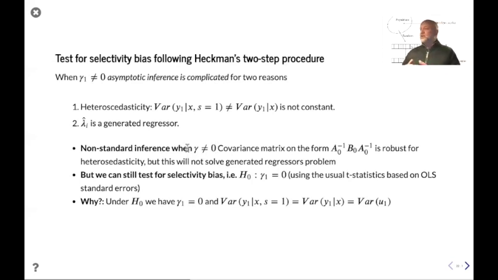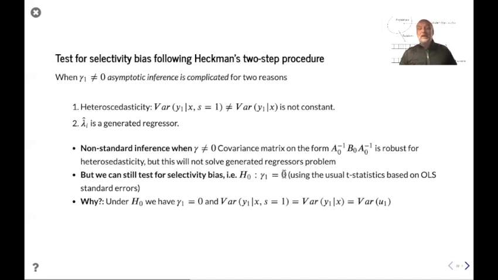Okay, first because of the heteroscedasticity, and then because of the generated regressor problem that arises because of this two-step procedure. Okay, so the covariance matrix of the form that you find in chapter 12 with the robust variance covariance matrices, well, that's robust for heteroscedasticity, but it's not solving the generated regressor problem. Then you have to work with an even more complicated variance covariance matrix. But then the question arises: can we still test for selectivity bias? Okay, can we still test the hypothesis that gamma is equal to 0?